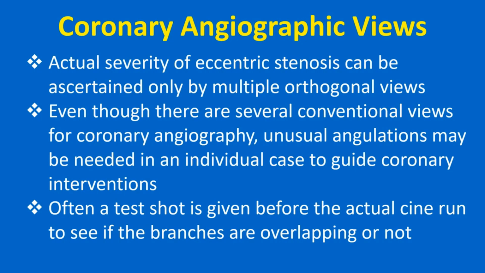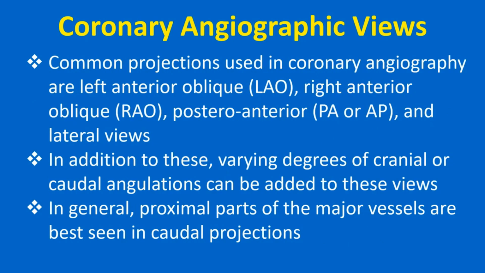Common projections used in coronary angiography are left anterior oblique LAO, right anterior oblique RAO, postero-anterior PA or AP, and lateral views. In addition to these, varying degrees of cranial or caudal angulations can be added to these views. In general, proximal parts of major vessels are best seen in caudal projections.